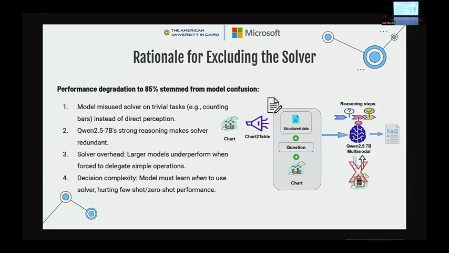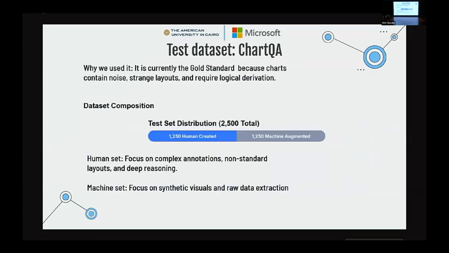Now, I'm going to let my colleague Sheza explain exactly how we measured our results. To produce all these results that Mag just said, we use a ChartQA dataset to test our pipeline. We used it because it fully represents the charts domain by including noisy charts, unconventional layouts, and logically challenging questions.